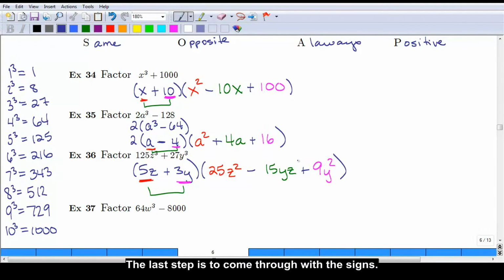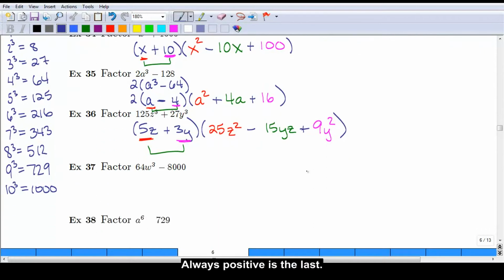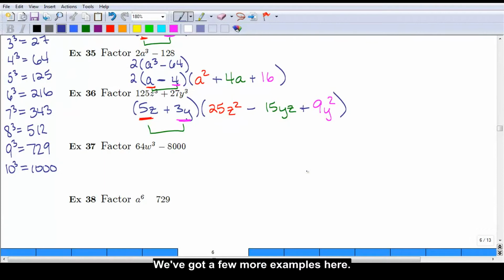The last step is to come through with the signs. It started off positive, so we've got the same. Opposite is negative. Always positive is the last. We've got a few more examples here.